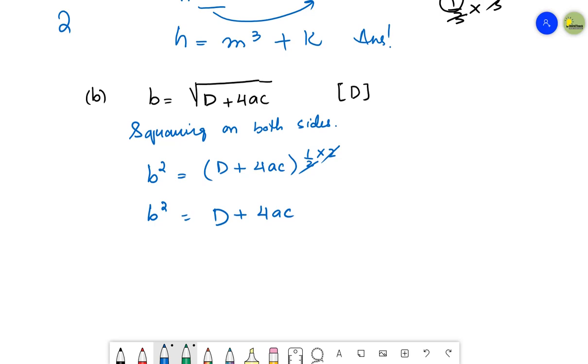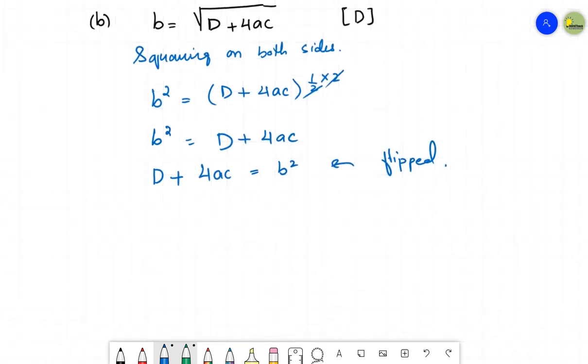Now the variable is present on your right hand side. Just flip the equation, and d plus 4ac will now be your left hand side, shifted to the left, and b square on the right hand side. In this way you have flipped the equation.